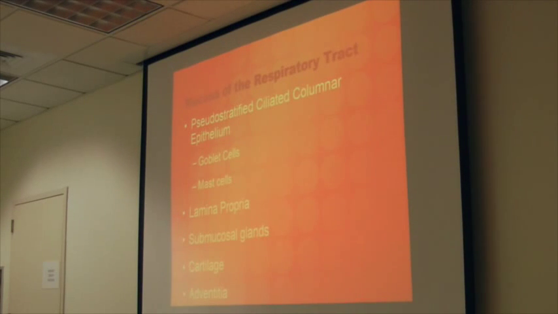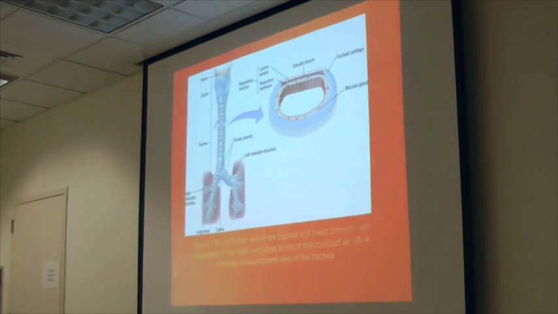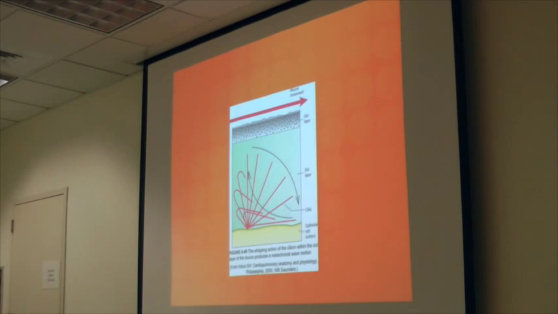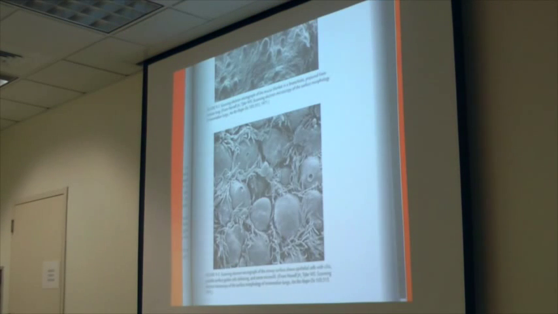Mast cells are next on your list. Let's look for the mast cells in the picture. None here. None there. Okay, here's some mast cells. So you see the cilia, and in between the epithelial cells, there's these round circular things, and those are mast cells.